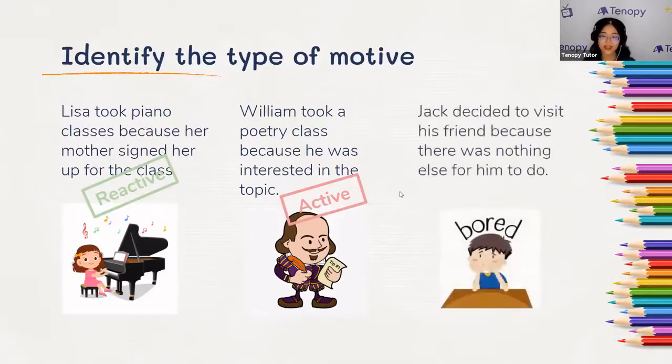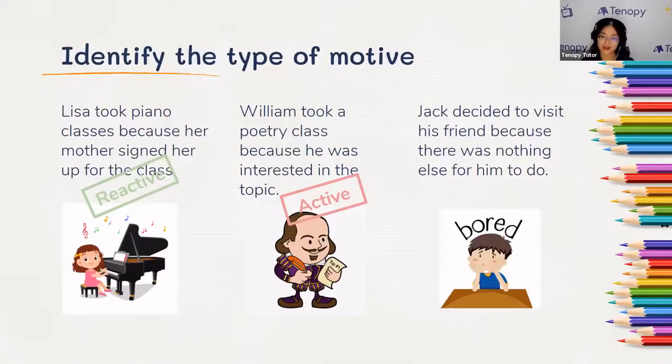What about the final one? Jack decided to visit his friend because there was nothing else for him to do. Active or reactive? Think. This one's a little tricky. All right. Very good, Evangeline. Everyone else? Try again, Sarah. Try again, Hongjie. Okay, this one's a little tricky. Yes, Hongjie, you're correct. Ariel, you are correct.